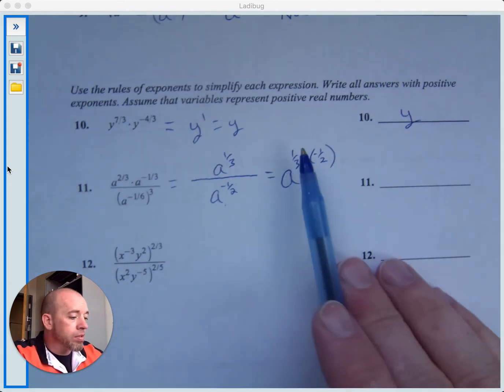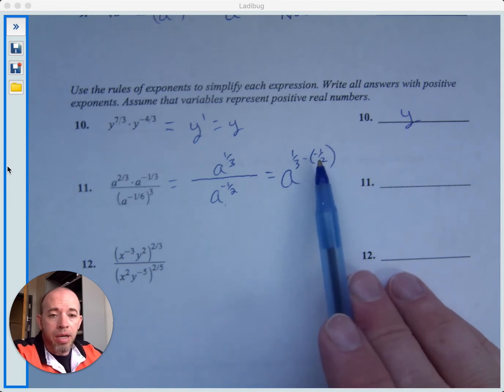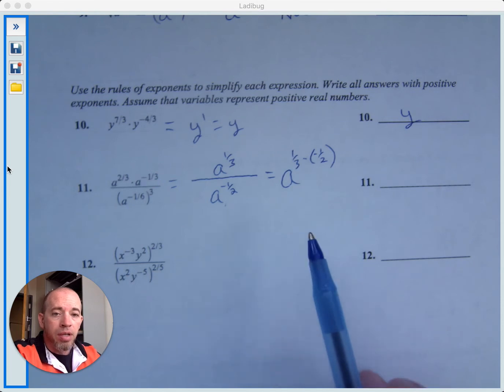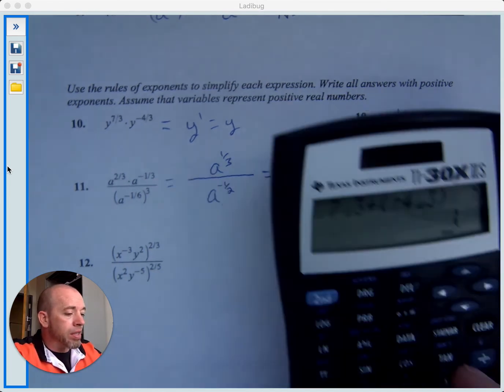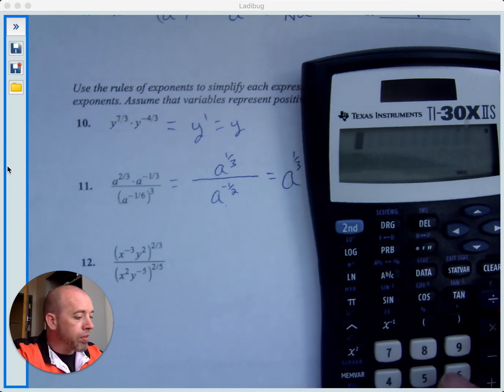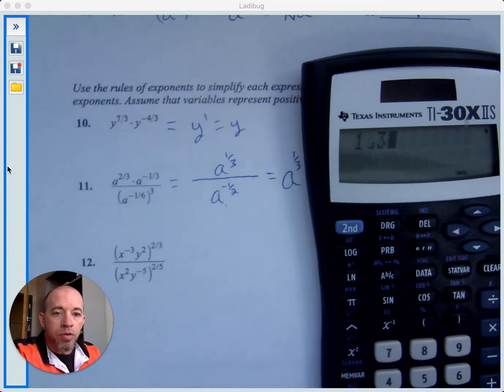So let's see, we could do this. This is a little harder because we don't have common denominators. But this is the same as 1/3 plus 1/2. I might use my calculator and see what that is. Let's see where you can see a little better. So 1/3, if you do minus a negative 1/2, it's the same as plus 1/2.